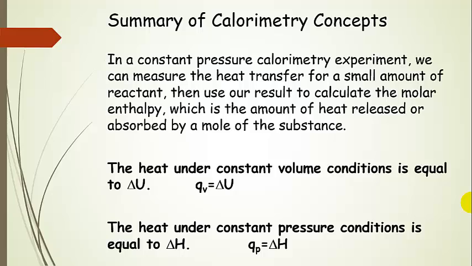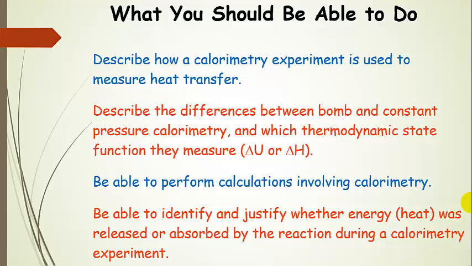Now remember, the heat under constant volume conditions is equal to delta U. That's bomb calorimetry. And the heat under constant pressure conditions is equal to delta H, and this is the usual situation. So what you should be able to do: describe how a calorimetry experiment is used to measure heat transfer, so describe the process and sketch calorimeters. You should be able to describe the differences between bomb and constant pressure calorimetry, and you should know which thermodynamic state function they measure, either delta U or delta H.